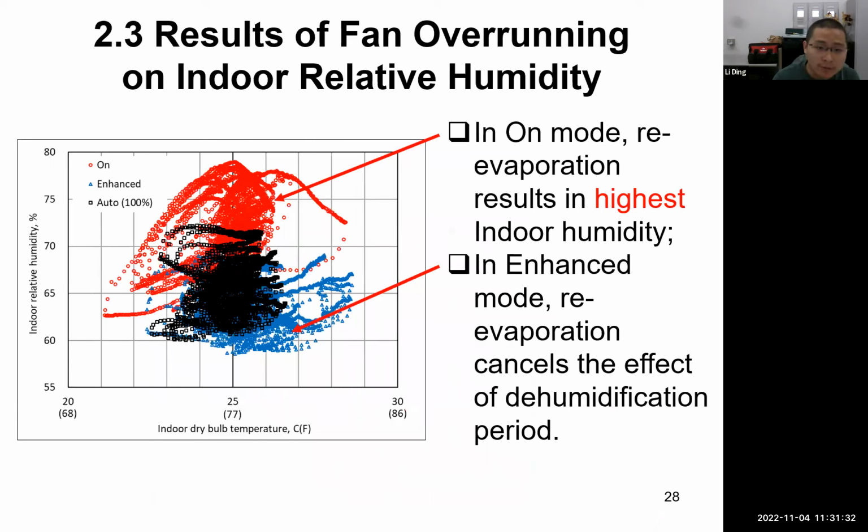We can also see the same result based on the indoor relative humidity. So the red dots show the on mode. You can see in on mode, the re-evaporation results in highest indoor humidity. So this is indoor relative humidity. And in enhanced mode, it should be lowest because it has the dehumidification period. But actually you can see it's almost the same as the auto mode, which is the black square. So this is because the re-evaporation cancels the effect of the dehumidification period.